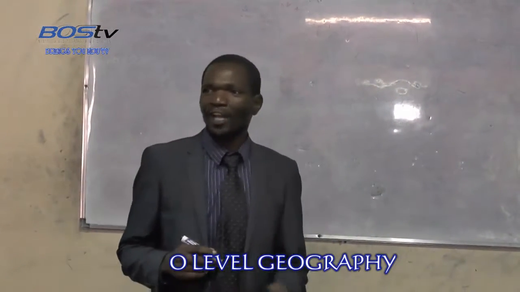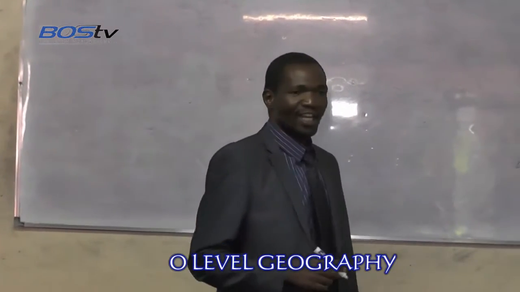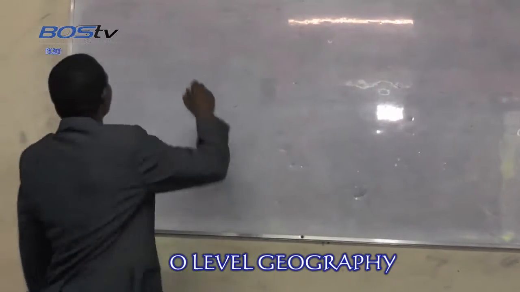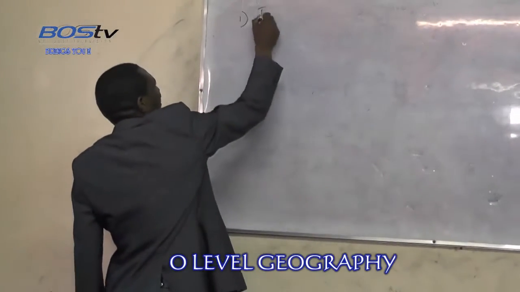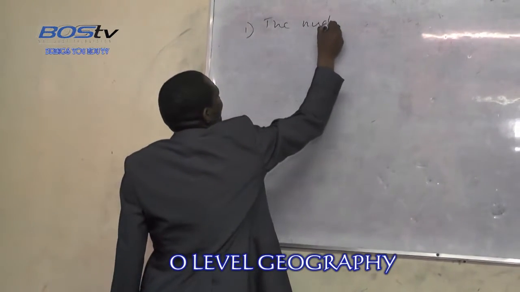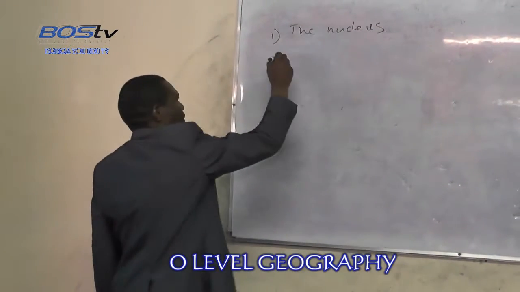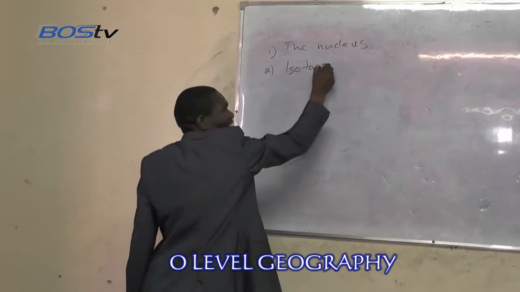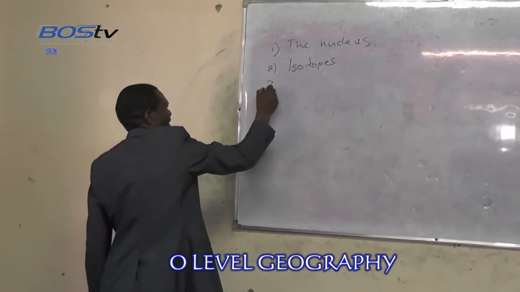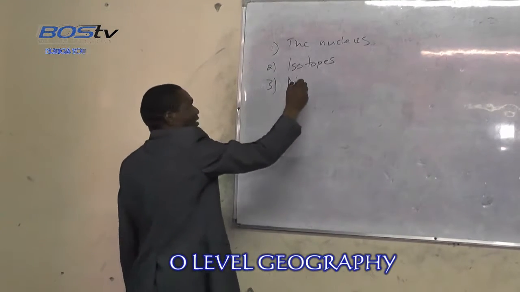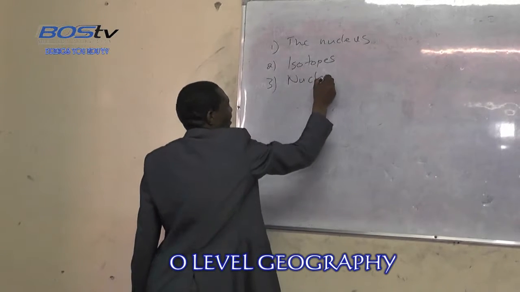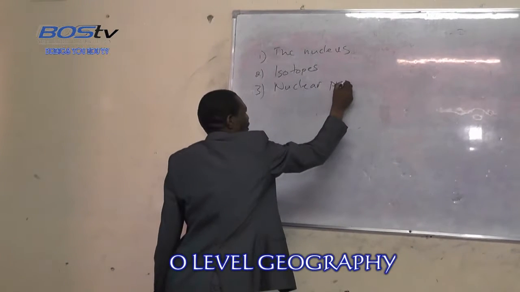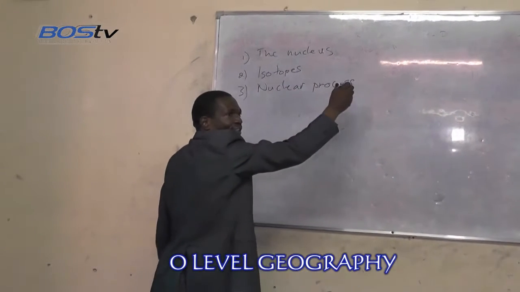Radioactive decay, as a follow-up to work which was covered at A level, which was focusing on the nucleus. It was also focusing on isotopes. We looked at isotopes, and then we also looked at nuclear processes. So this part and the content involved is assumed knowledge.